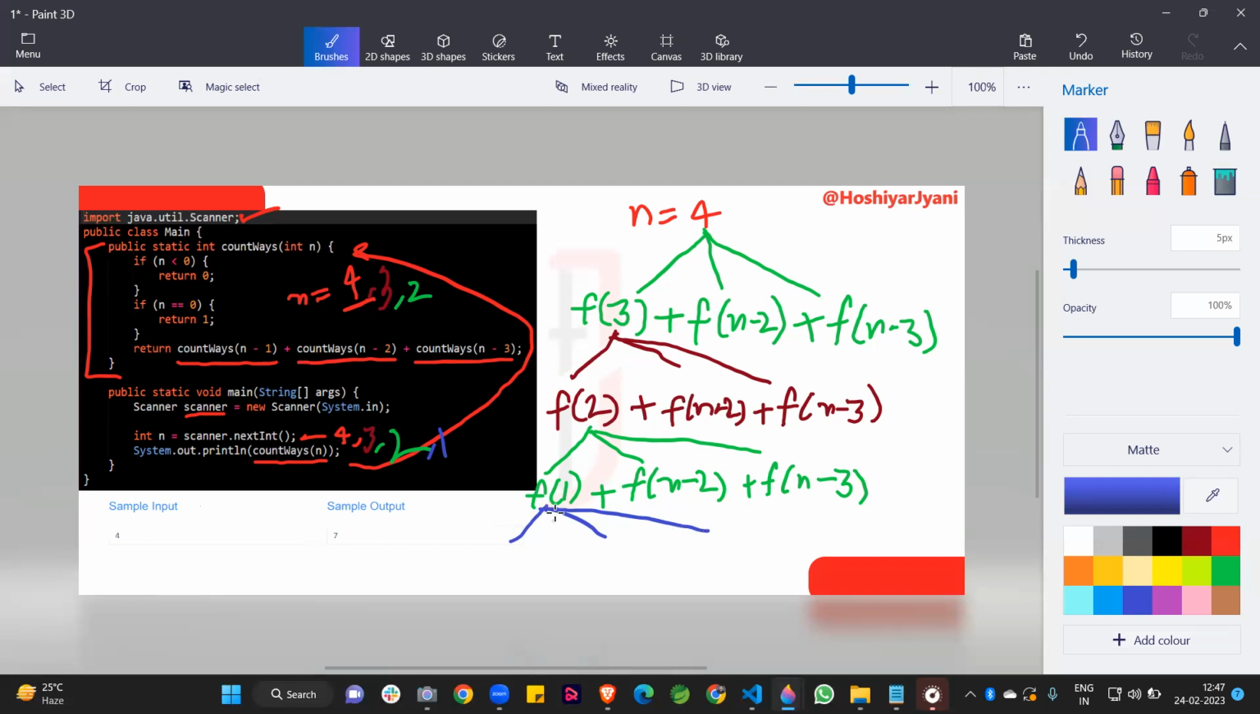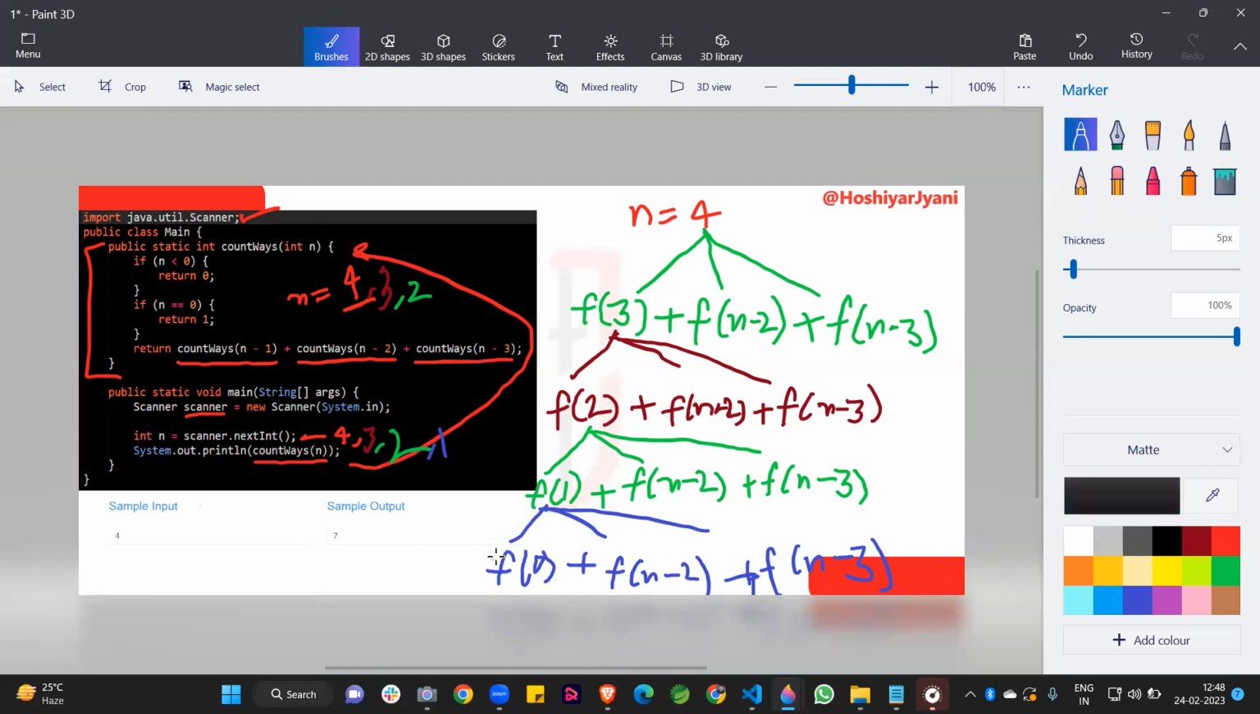Okay, guys. So when I draw the 3 lines, the meaning of this first one is n minus 1, which means 1 minus 1 is 0. F of 0, and plus f of n minus 2, and after that plus f of n minus 3. Sorry for the writing, I am writing with the mouse. Okay, so this happens here.